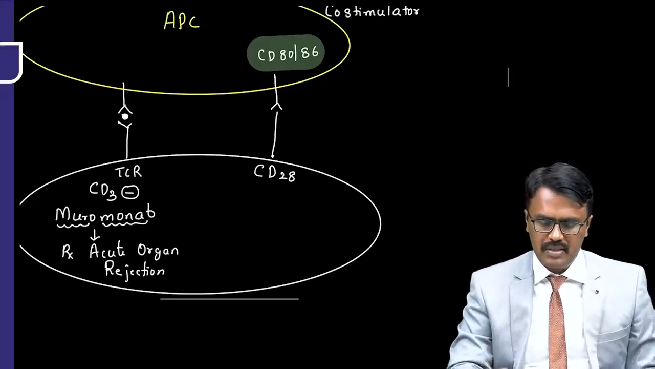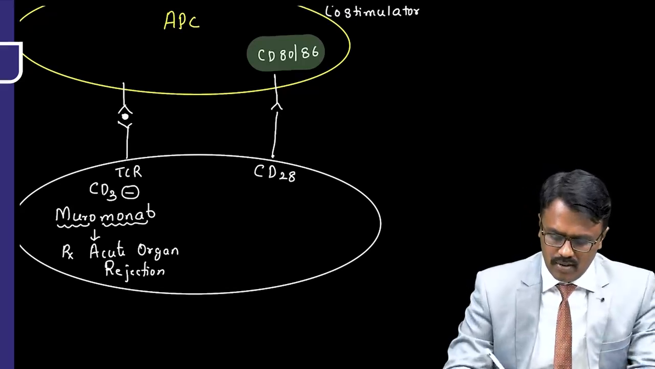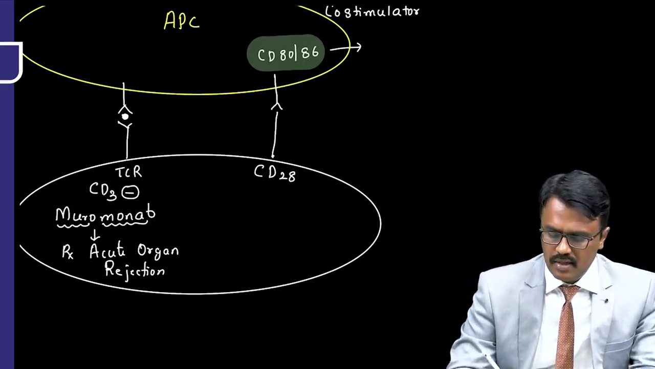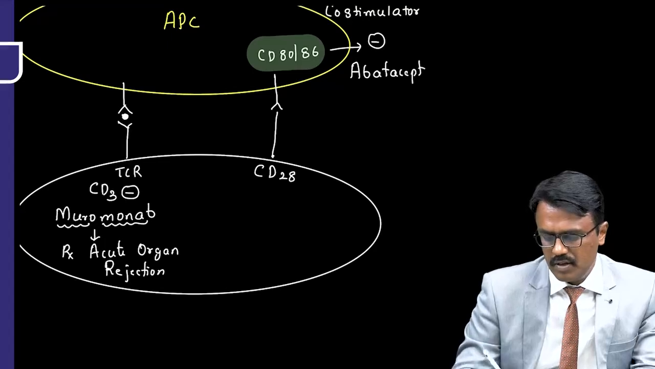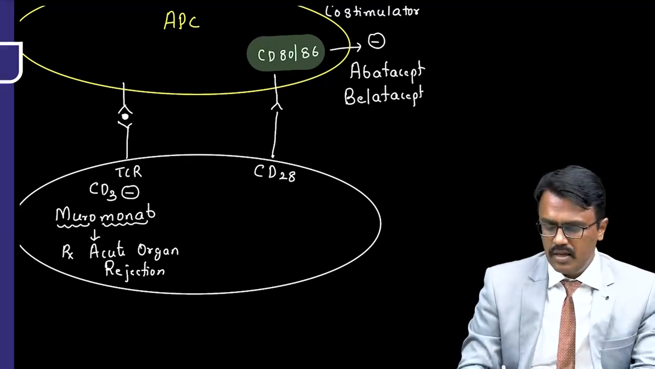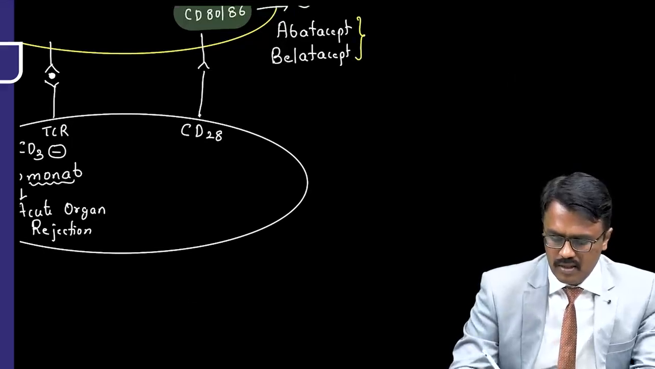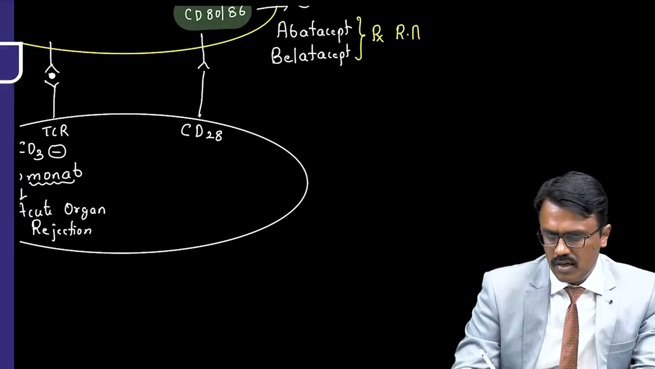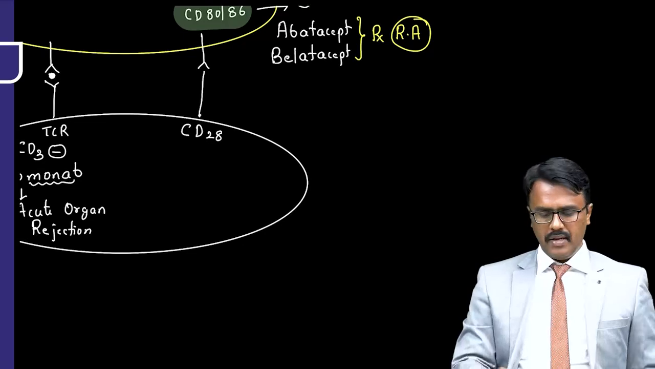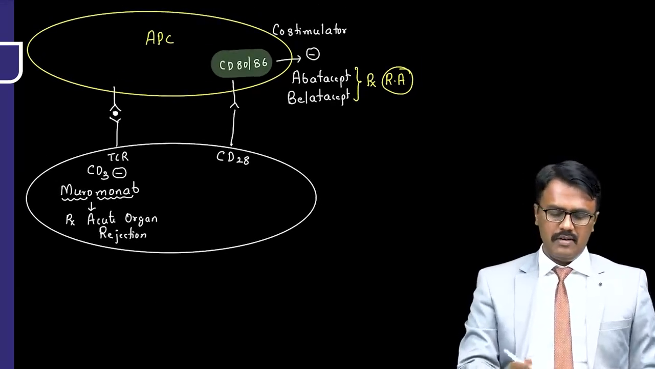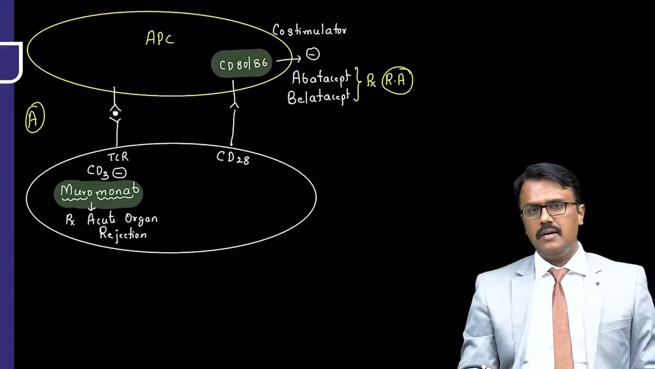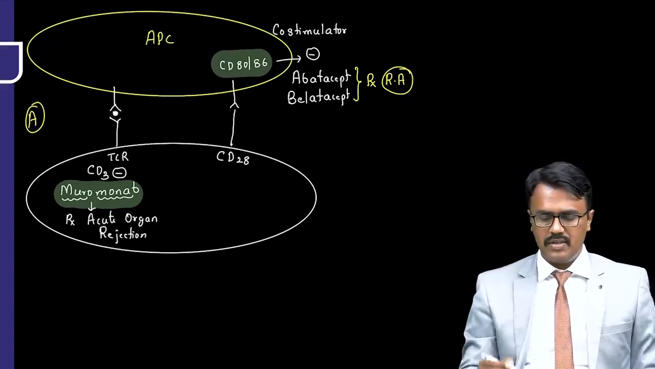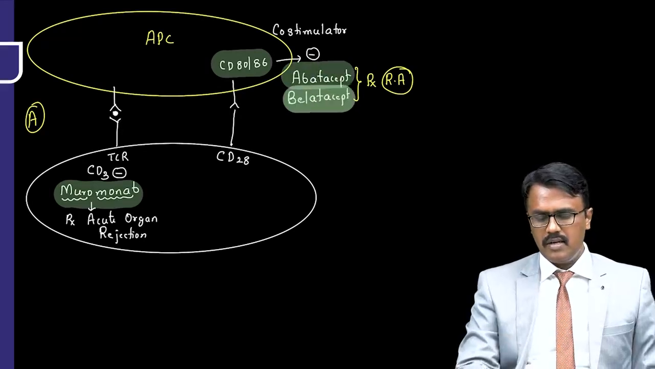can we block CD80/86? Yes, we can block CD80/86, and that is inhibited by two drugs. One is called abatacept and one more is called belatacept. I think you have heard of these drugs already in the topic of rheumatoid arthritis. These are used in the autoimmune disorder rheumatoid arthritis. So we targeted the first place, A, where we can use the immunosuppressant. Number one, Muromonab, a MAB derived from murines, and the co-stimulator inhibitors are abatacept and belatacept.